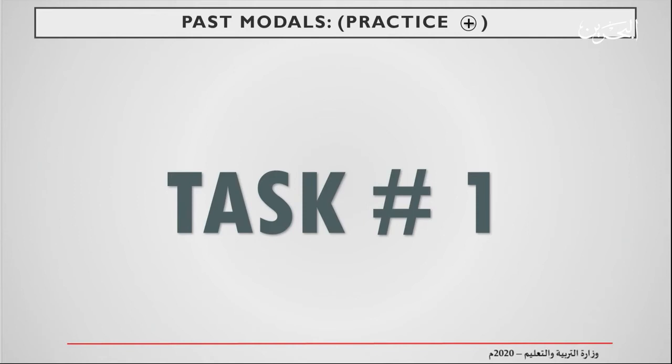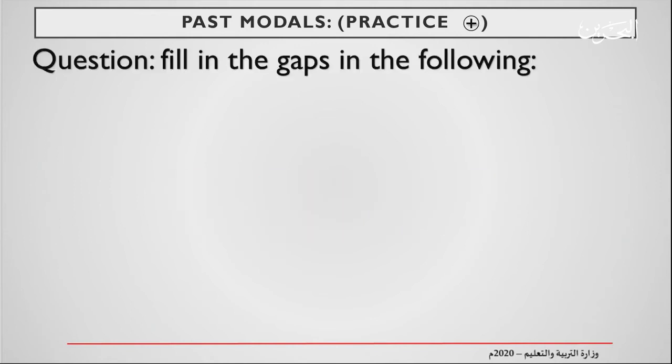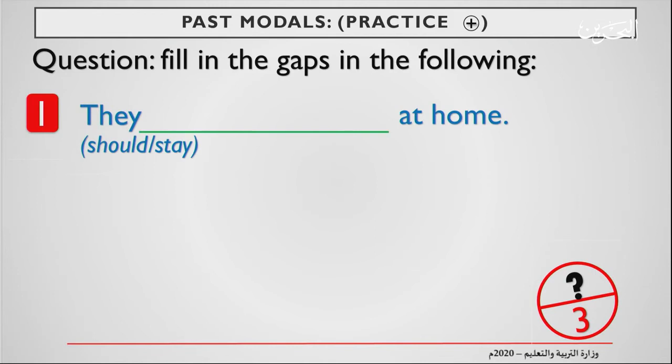So, let's jump to task number 1. Question. Fill in the gaps in the following. And you have a mark of 3. Number 1. They, gap, at home. You should use the modal and the verb between the parentheses. You have 5 seconds.